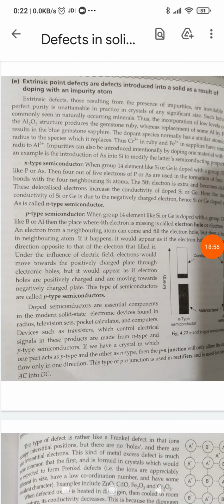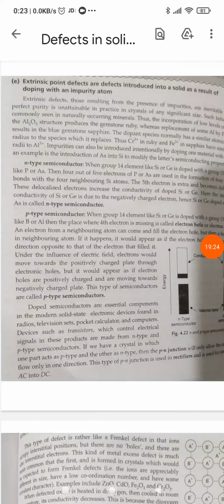And doped semiconductors are essential components in the modern solid-state electronic devices found in radios, television sets, pocket calculators and computers. And devices such as transistors, which control electrical signals in these products, are made from n-type and p-type semiconductors.